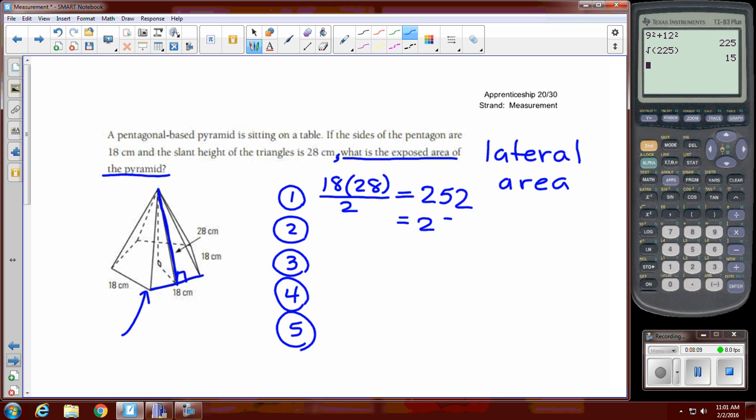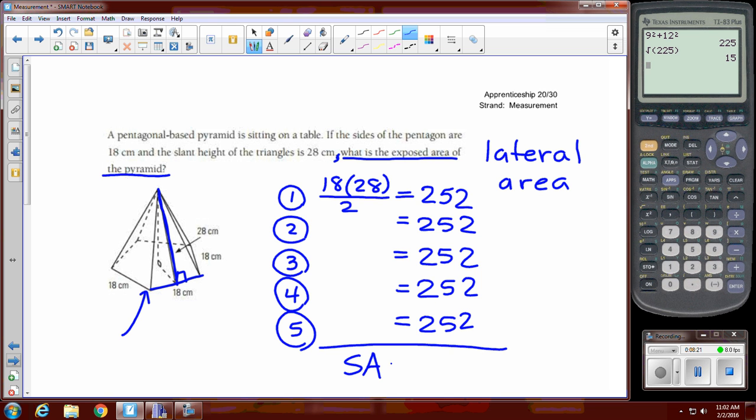But again, each triangle around the edge of this, each triangle that makes up the lateral area of the pyramid, is 252 square units. So the complete exposed area is just taking 252, multiplying it by 5, or adding it up 5 times, and I get 1,260 square centimeters.